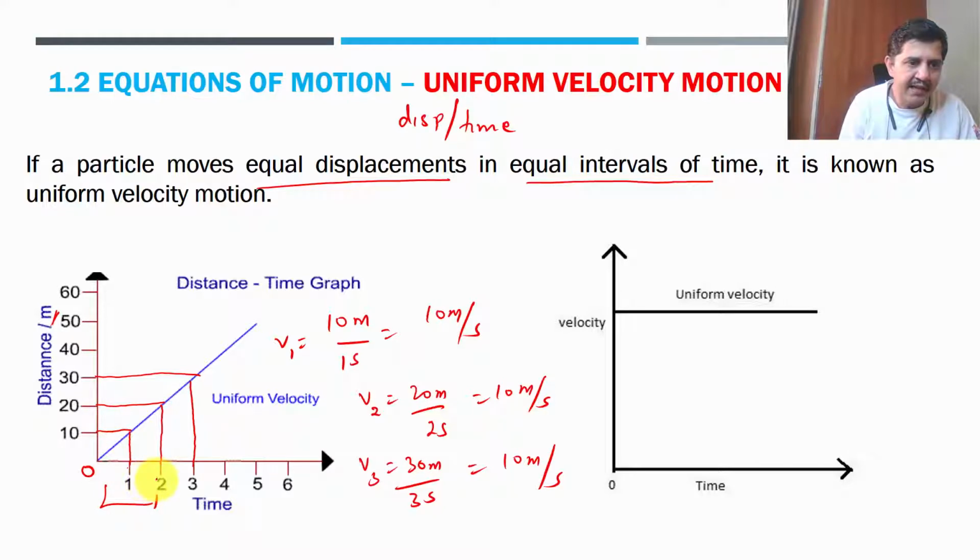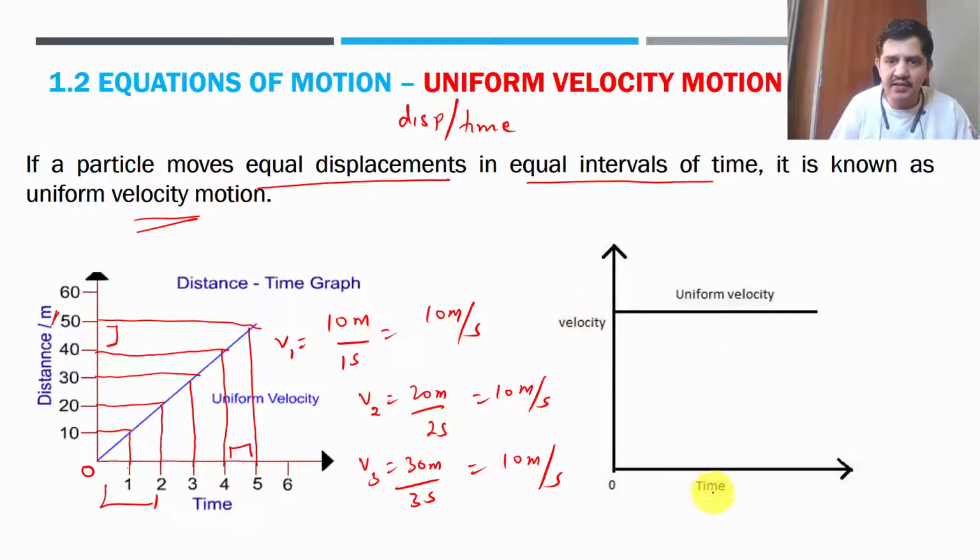See, between the first second and the second second it is 10 meters. Between the 5th second and the 4th second, let us investigate this also. Let us find what the distance traveled is. Between any 2 consecutive seconds, the distance remains the same. See the distance here and the time here. For every time interval, I get the same displacement. And thus you see, when a particle moves in this fashion, you can say that the particle is undergoing uniform velocity motion.